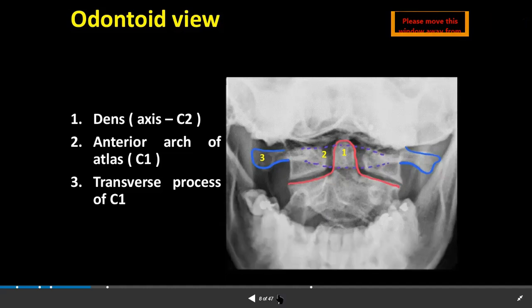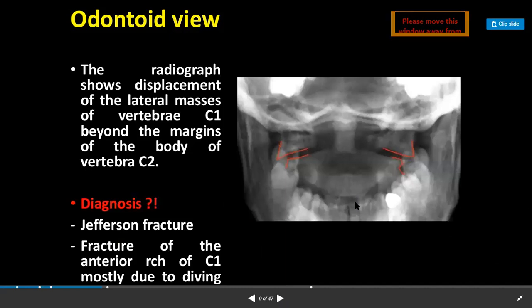atlas bone. Okay, so in this odontoid view, the radiograph actually shows the displacement of the lateral masses of the first cervical vertebra. Okay, this one. It is separated beyond the margins of the body. So this was the body and you are finding they are a little separated. So it is usually called Jefferson's fracture, fracture of the anterior arch of the atlas, mostly due to diving.